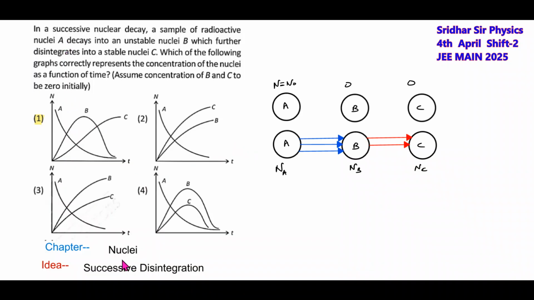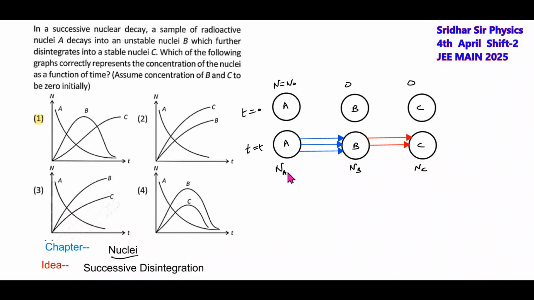Okay kids, this question belongs to the chapter nuclei, successive disintegration. In a successive nuclear decay, a sample of radioactive nuclei A decays into unstable nuclei B, which further disintegrates into stable nuclei C. Which of the following graphs correctly represents the concentration of nuclei as a function of time? Assume the concentration of B and C to be 0 initially. Only A has N naught nuclei. Then with time, at any time, we have to get the concentration. This is T equal to 0.